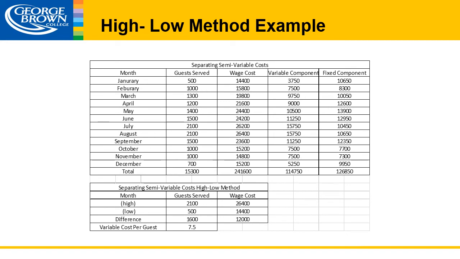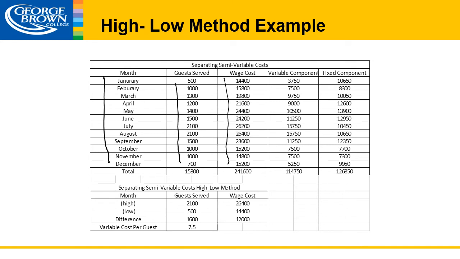Okay, so here's an example of the method that we're going to be using. We're going to do this in our Thursday seminar, but just for a general understanding of how this method works. We've got months of the year, the guests served during each month, and then the wage cost. This is total wages, total labor, for each month at that amount of guests served.